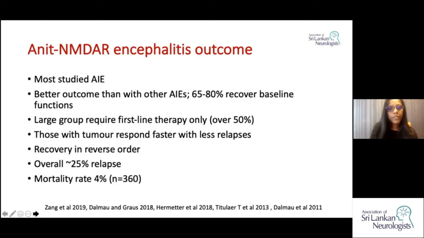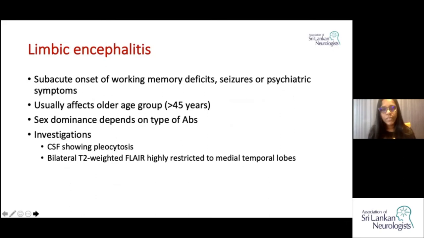So that brings me to the second commonest group of autoimmune encephalitis, where the description is based on the clinical spectrum. So it's called limbic encephalitis. And obviously you can imagine that the dominant symptoms are affecting your limbic system. Therefore it has the classical triad of memory deficits, seizures, and psychiatric symptoms. And this has a greater, like older, age group presentation, mainly above the age of 45 years.